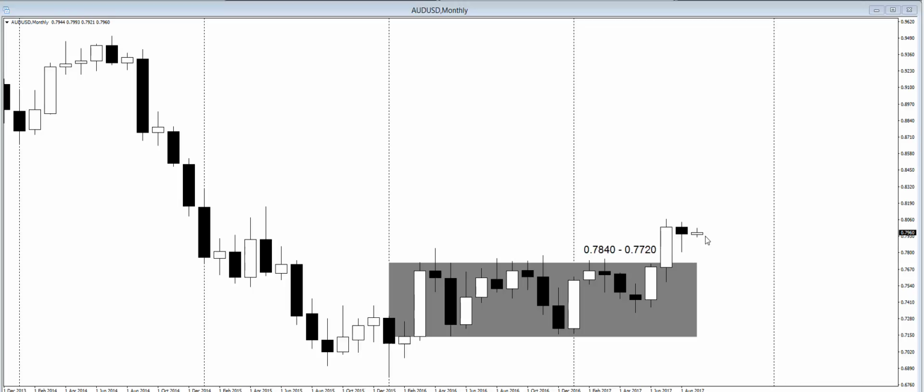Now, I have restarted the charts again, and I'm looking at these areas right now because as support from the 0.7840 right up to 0.7720, this area is a support. Why am I talking about that?